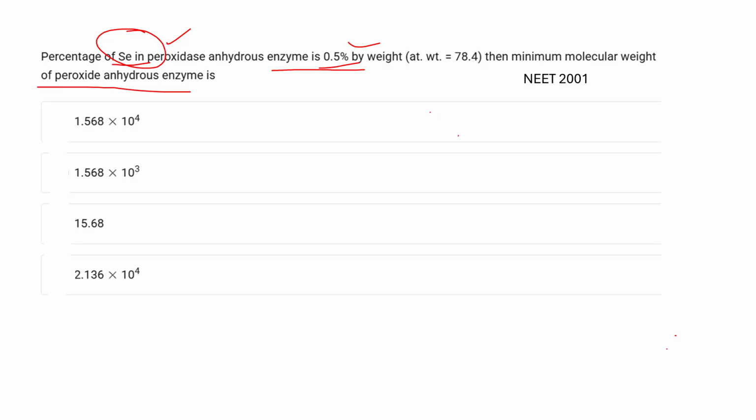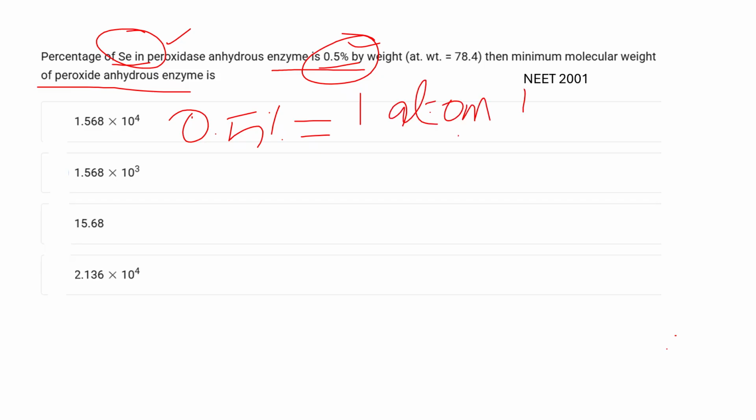Okay, 0.5 percentage of selenium is equal to 1 mole or 1 atom of selenium in the enzyme. I am taking 1 atom of selenium in that enzyme divided by the minimum molecular weight. I am writing it as mmw because of the convention, because it is too large.